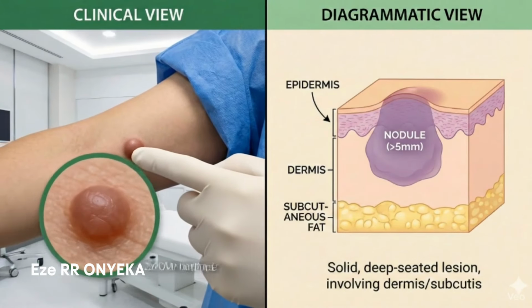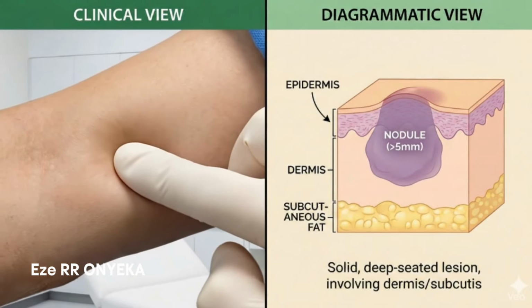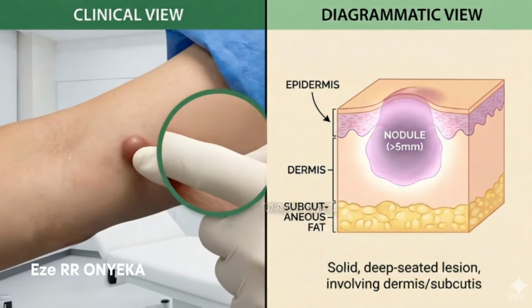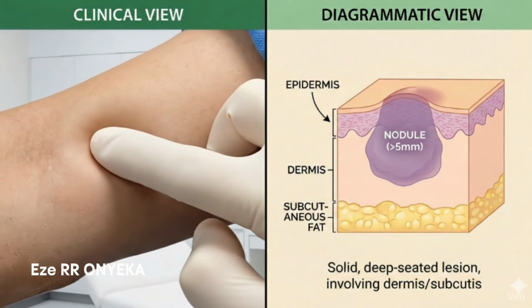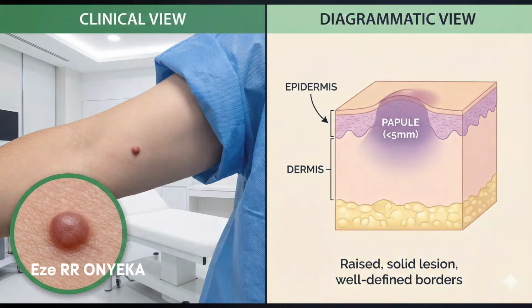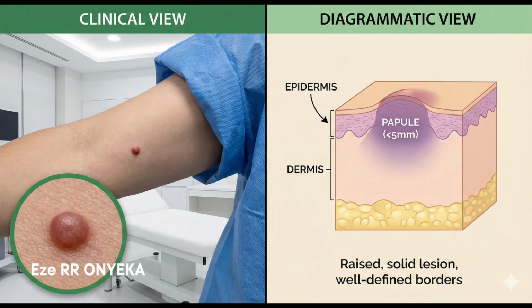A nodule is a firm, raised lesion, deeper and larger than a papule. It has the following key features. A nodule is usually greater than 5 mm in size, raised, and easily palpable. It extends into the dermis or subcutaneous tissue, and its texture is typically firm, sometimes rubbery. The color may be skin-colored, red, or violaceous.